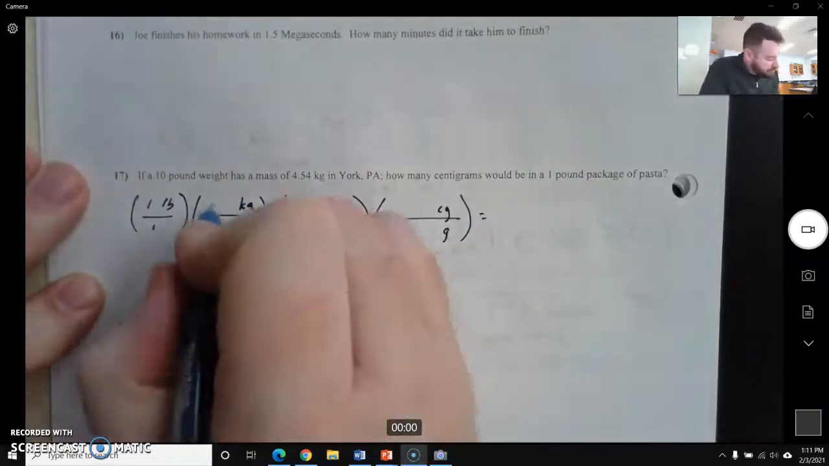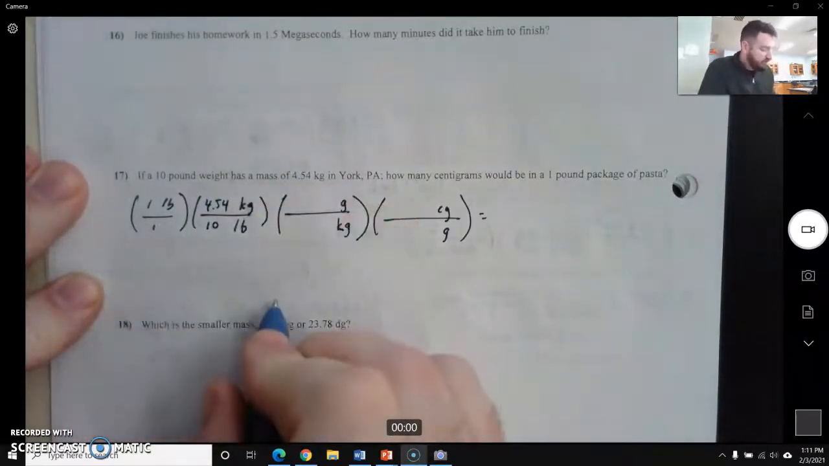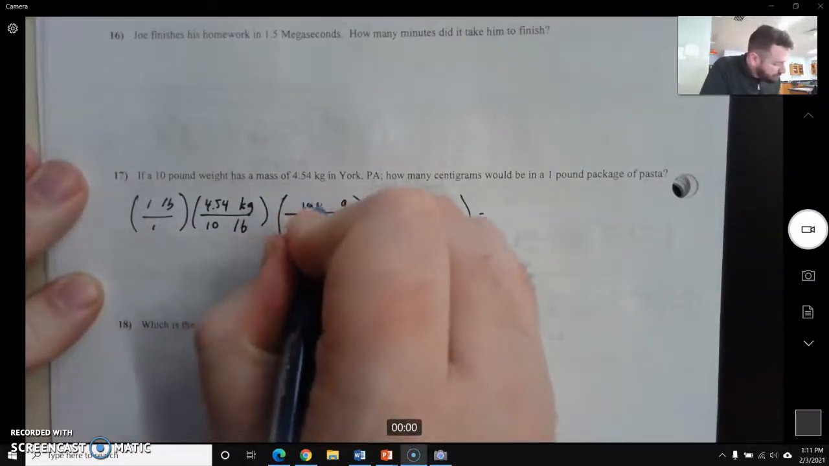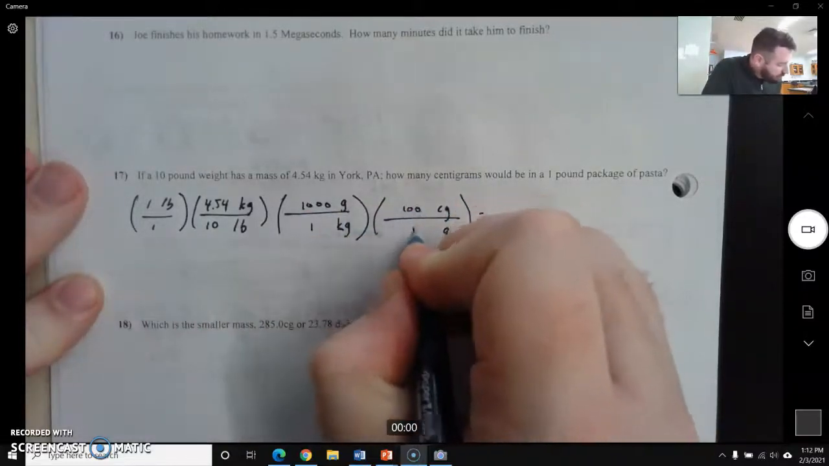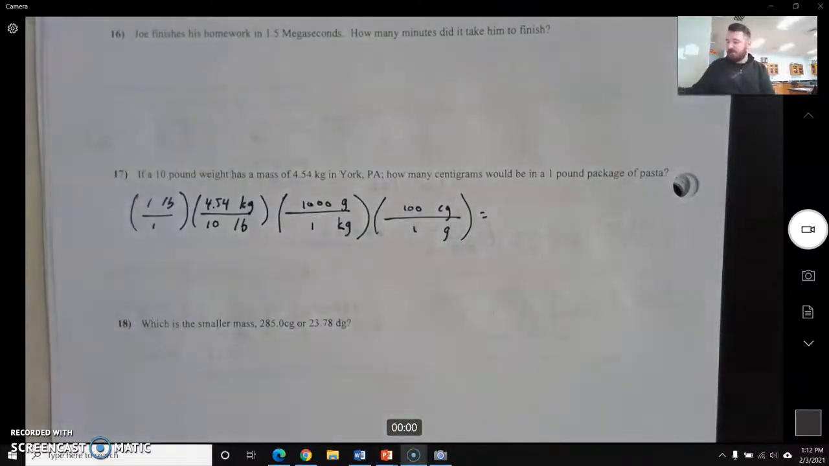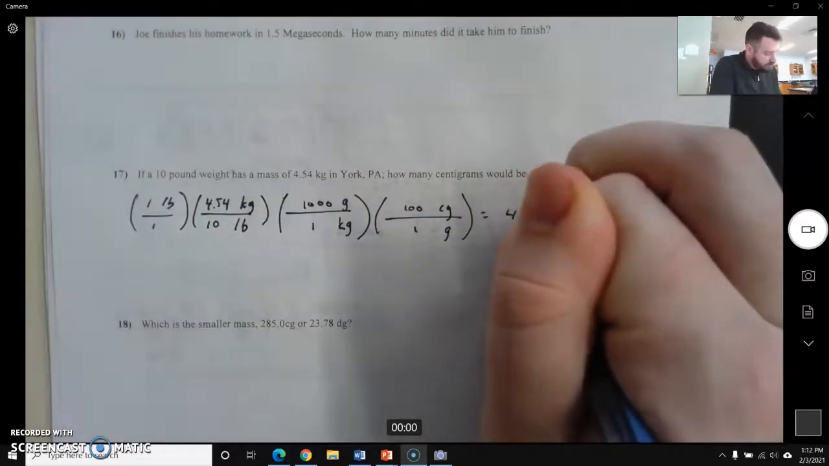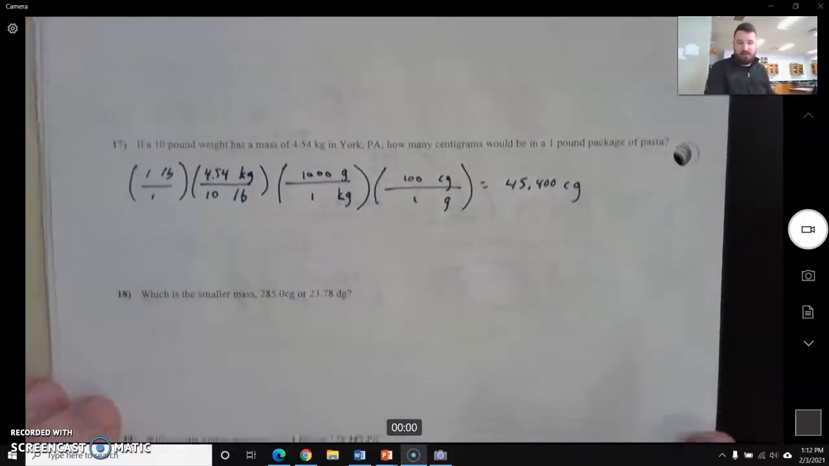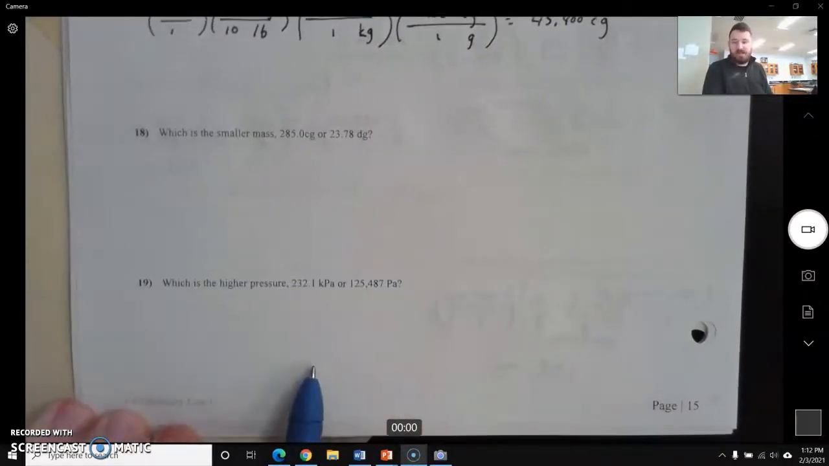All right, so we should have 4.54 kilograms is equal to 10 pounds. Right, how many grams are equal to how many kilograms? Well, 1 kilogram is equal to 1,000 grams. And then we have 100 centigrams in 1 gram to give us a final answer of 45,400 centigrams. If you got that one, give yourself a pat on the back. Not too shabby. And then I really like these two questions here, 18 and 19.